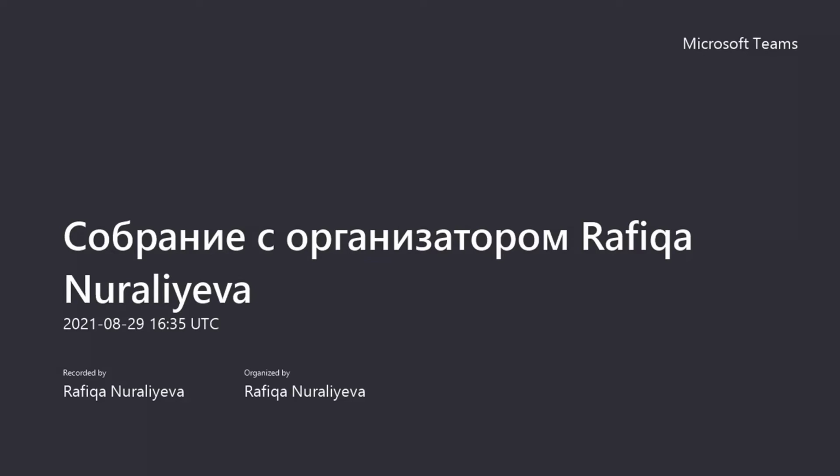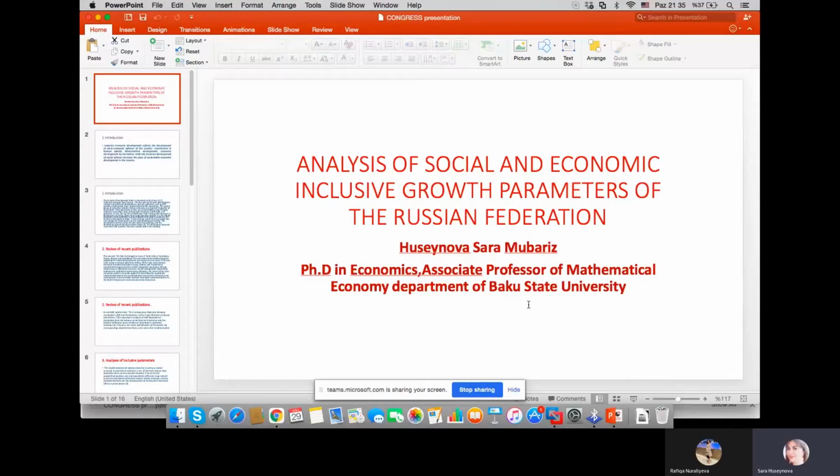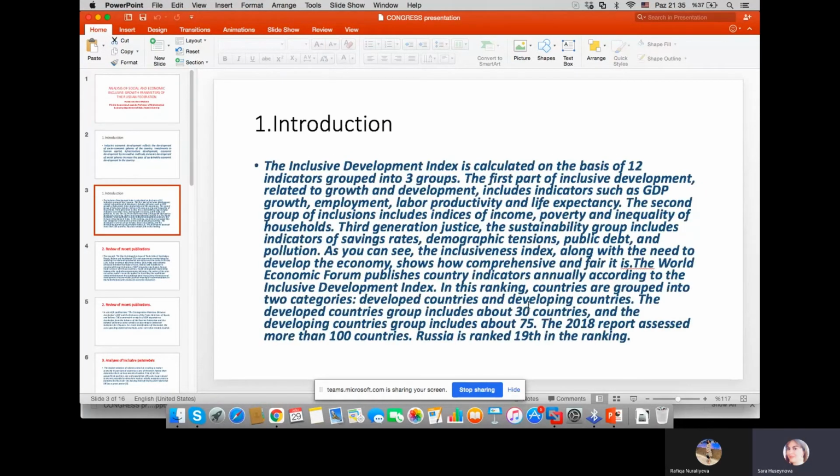Growth parameters of the Russian Federation. In this article, we present a comparative economic and empirical analysis of the parameters of the inclusive development of the Russian Federation for the 1999-2018 years. The corresponding graphs were made using an algorithm in the MS Excel program.